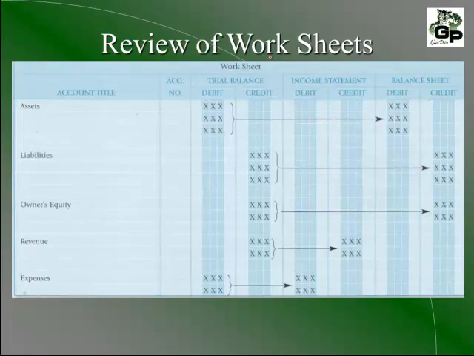Let's review worksheets as they look at the moment. Right now, we only understand how to work with 6-column worksheets. Please notice up here that we have trial balance, we have the income statement, and we have the balance sheet columns. Each one of those columns is split into a debit column and a credit column.